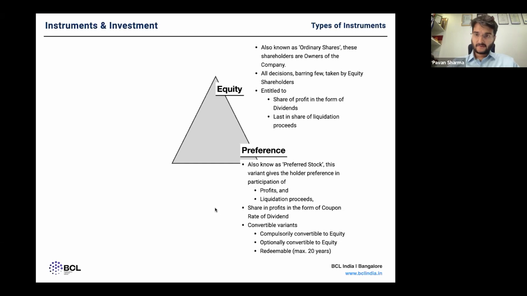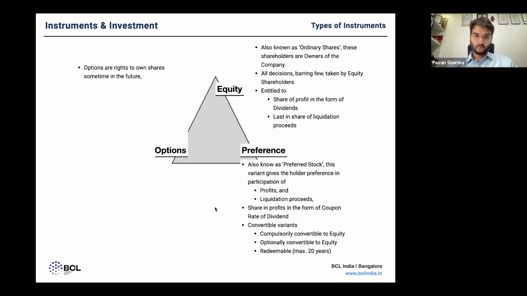Preference shares come in variations. You can have a compulsorily convertible preference share, which is compulsorily convertible to equity. You can have an optionally convertible preference share, which can be optionally converted to equity or redeemed. And we, of course, have the redeemable preference share. So three heads: CCPS, OCPS, RCPS.